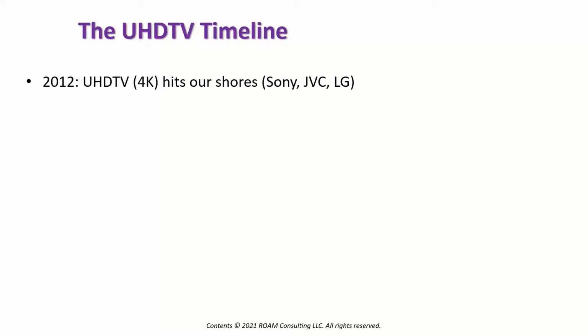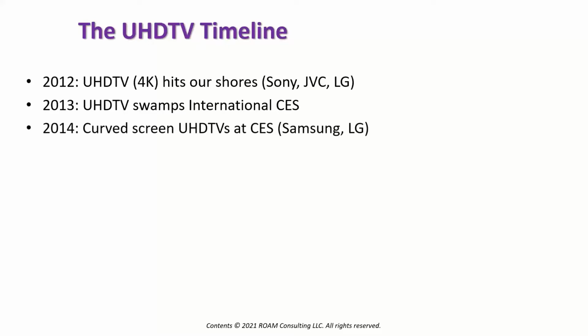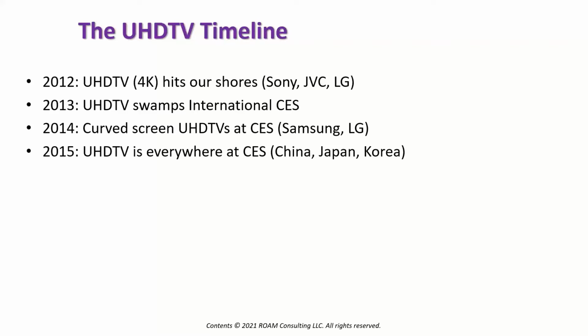It's worth going back in time a little bit just to see how fast this all came about. The first 4K, or more accurately, Ultra HD TVs landed in the US in 2012, and they were quite expensive. They ranged anywhere from $18,000 to $25,000, and they were basically monitors with multiple HDMI inputs. But only a year later, at International CES, Ultra HD TVs were everywhere. Everybody was showing multiple models. The year after that, we started to see curved screen Ultra HD TVs at CES. And in 2015, you couldn't throw a rock without hitting a 4K TV someplace.